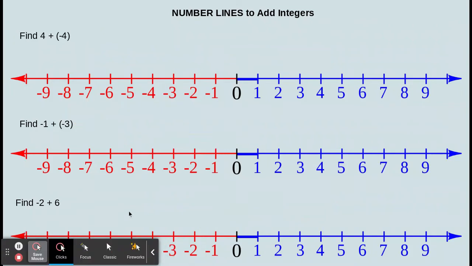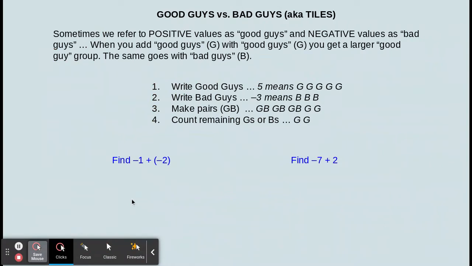All right, the other method we use is good guys versus bad guys. And in this method, our positive values are good guys and our negative values are bad guys. Our good guys we represent with a G, and our bad guys we represent with a B.